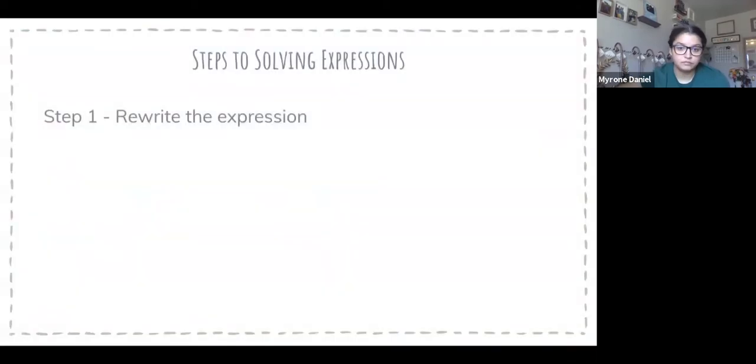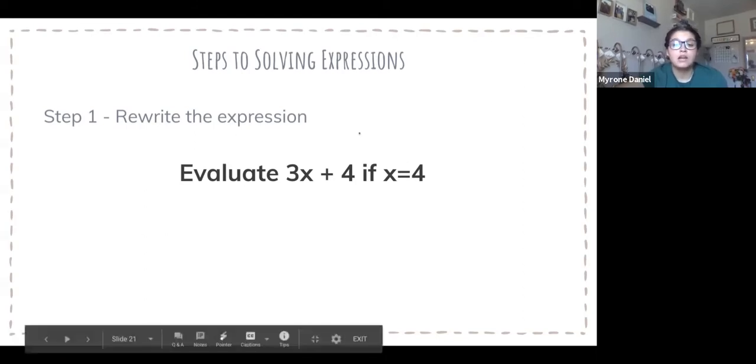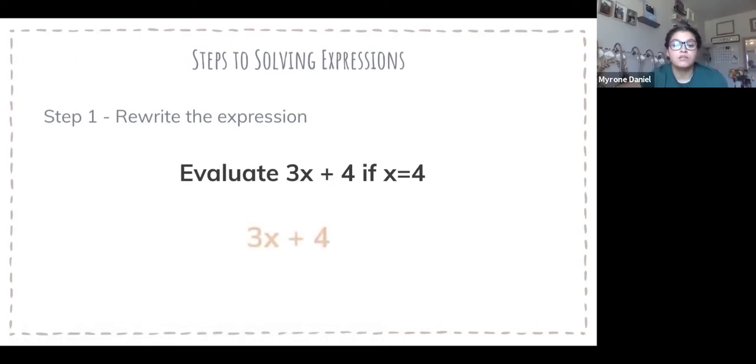Okay. So now the steps to solving an expression. You want to rewrite the expression. Once you see it, I want you to rewrite it. So we have the expression, and I want you to evaluate 3 times x plus 4 if x equals 4. So our first step is to rewrite the expression. So my expression right here is 3x plus 4. That's going to be my expression. I'm rewriting it. 3x plus 4.